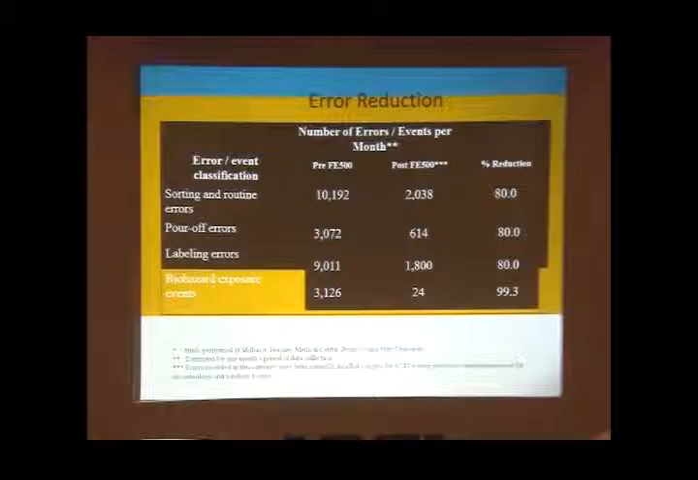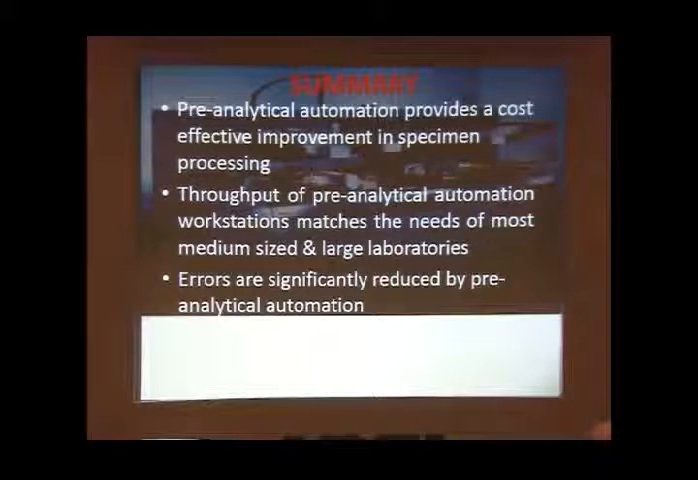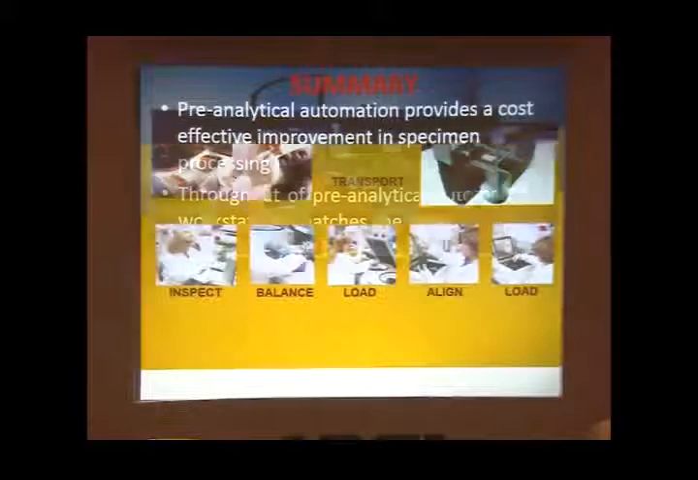And here you can see sorting and routine errors, they avoided 80% of the errors. Same way, pour off errors, 80% of the errors were avoided. Labeling errors, 80% were avoided. And biohazard exposure events, 99% of the errors were avoided. So this goes to say that most of the errors could be avoided by using this kind of pre-analytical automation.